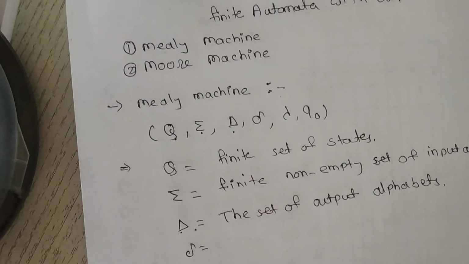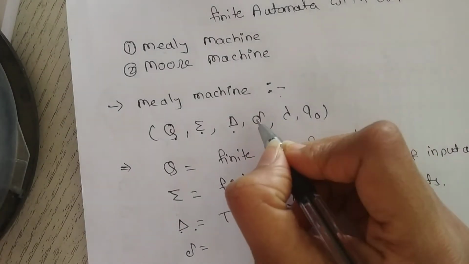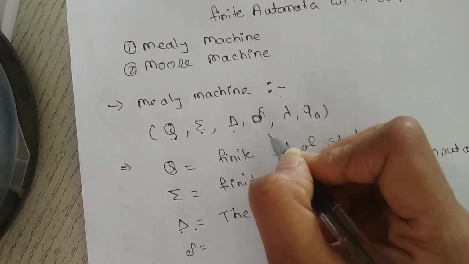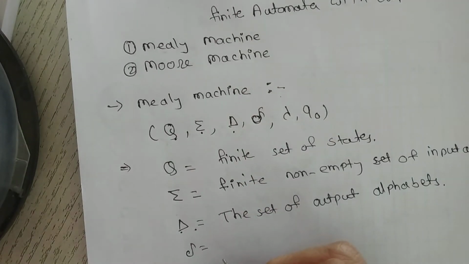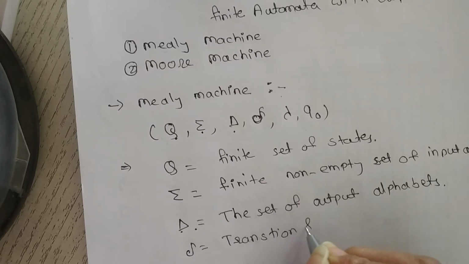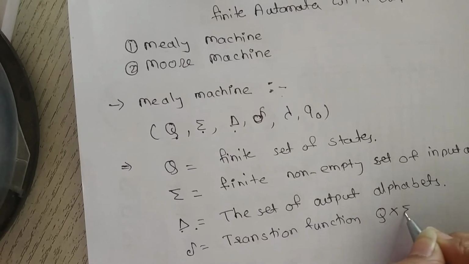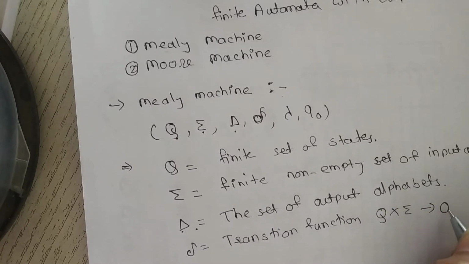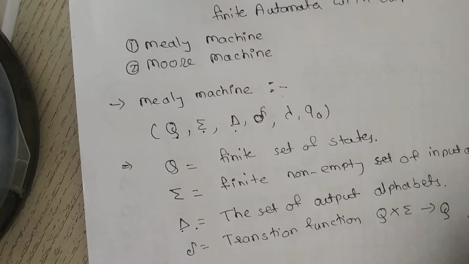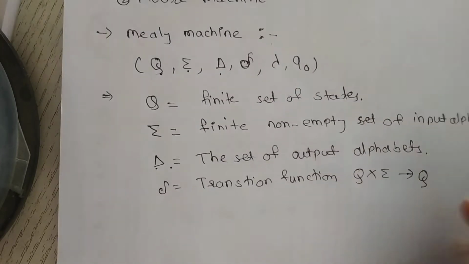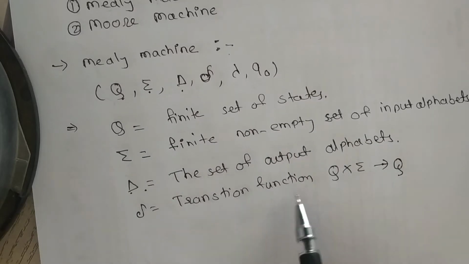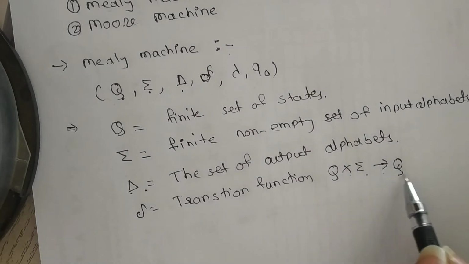Next one is our del. Del is a transition function that maps Q cross sigma to Q. First we write it here. This one is a transition function, with Q cross sigma to Q.